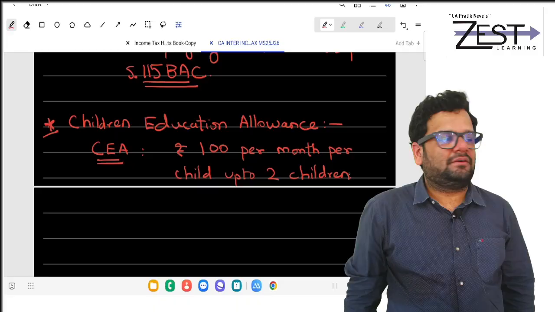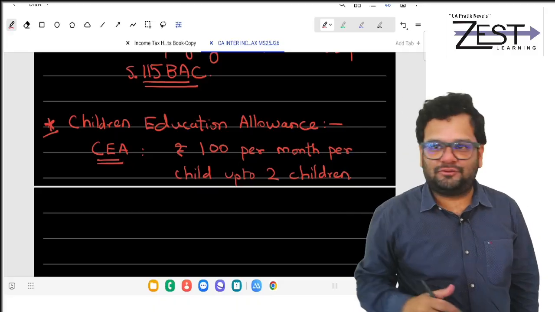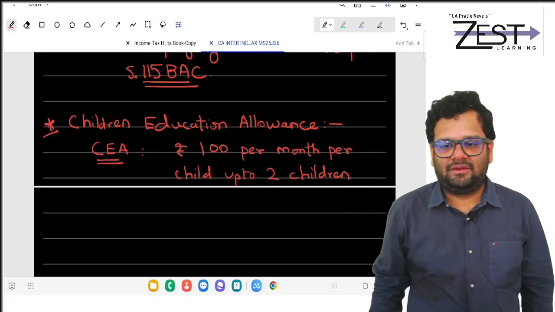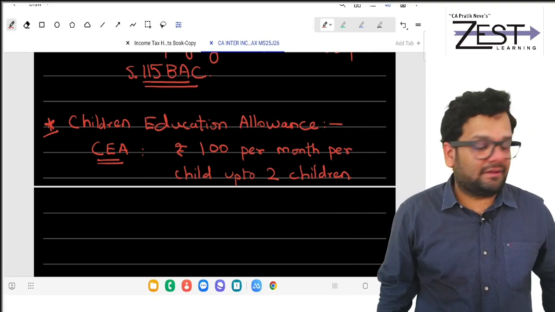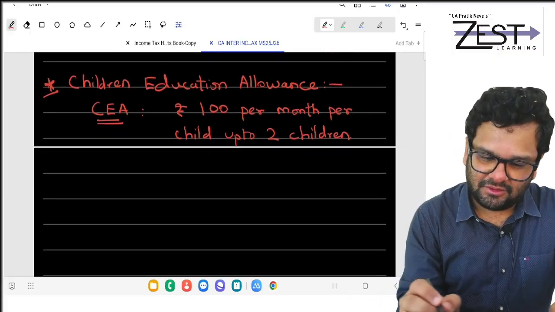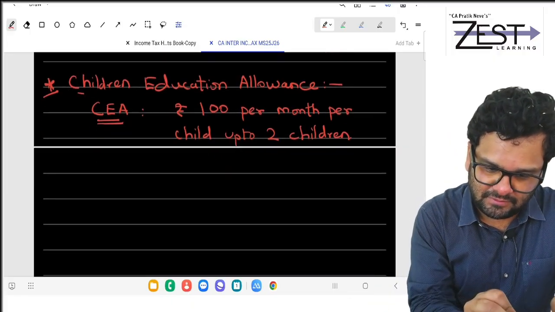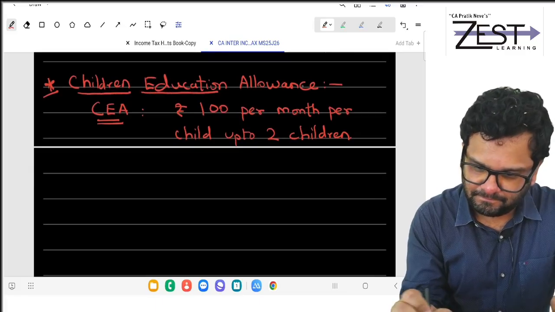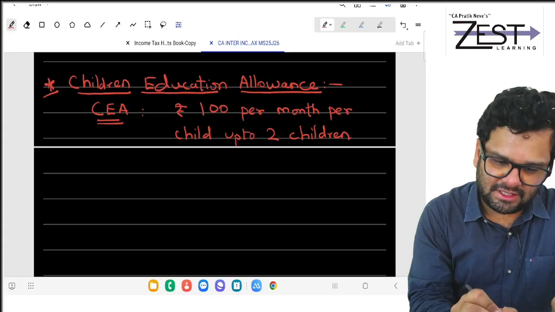So it is a small limit. This limit was set way back and from that time it is not amended. 100 rupees is what? Nothing. 100 rupees per month per child. This is the exemption for children education allowance. Did you understand?